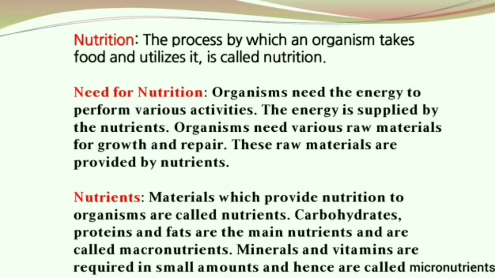So, what are nutrients? Nutrients are materials which provide nutrition to the organisms. Nutrients are of two types, macronutrients and micronutrients. What are macronutrients? Carbohydrates, proteins and fats are the main nutrients, and these are termed macronutrients. Minerals and vitamins are required in small amounts, and hence they are termed micronutrients.